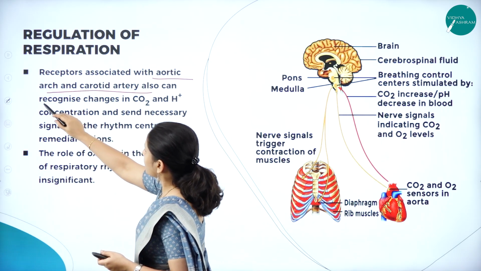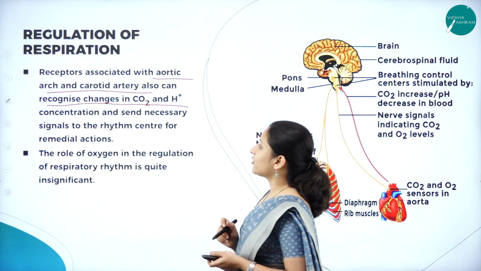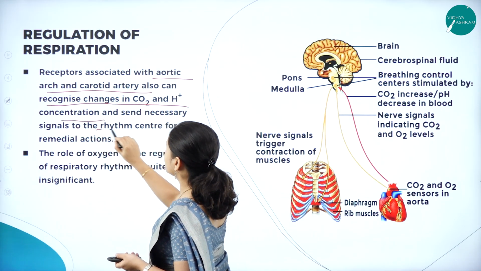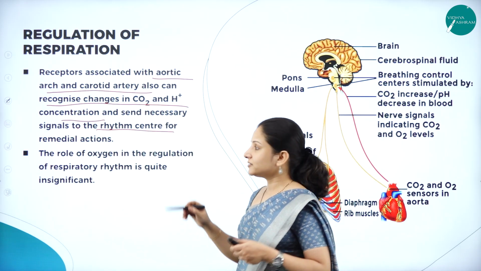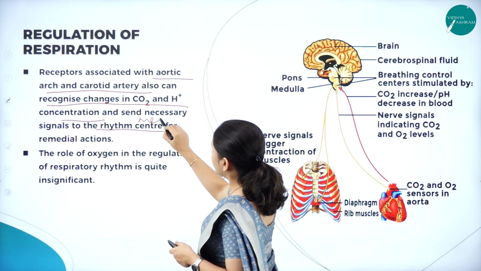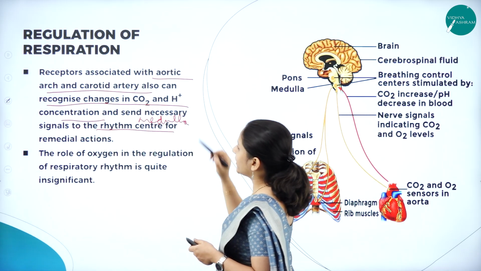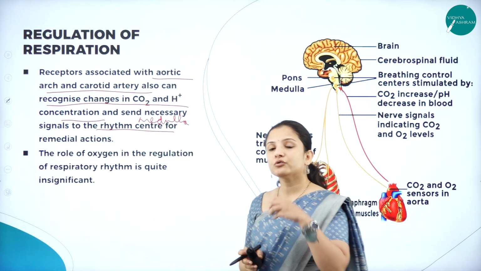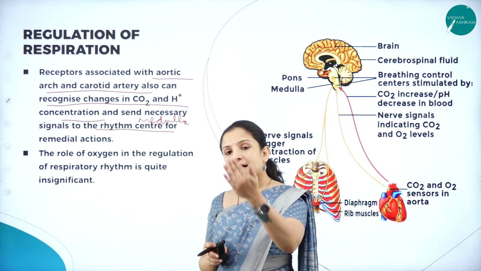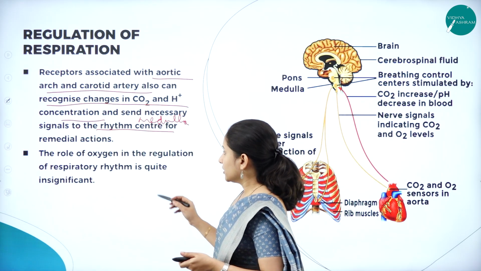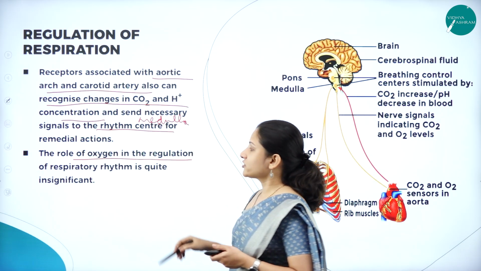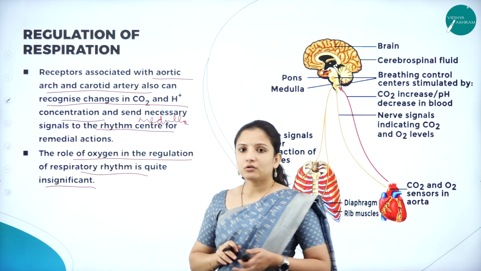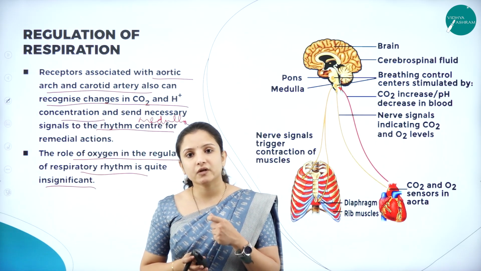So they can also recognize changes in the carbon dioxide and hydrogen concentration, and they also send signals to the rhythm center, that is, the medulla. They also send signals to the medulla region of the brain so that immediate remedial actions can be taken to remove the excess carbon dioxide and very soon take in oxygen. So the role of oxygen in the regulation of respiratory rhythm is very important. The amount of oxygen that we take in is very important.